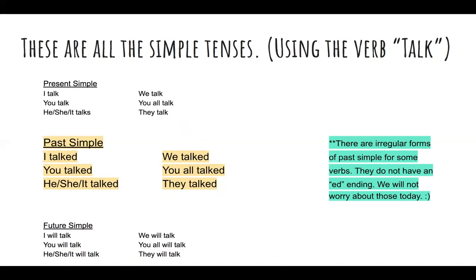But there's one thing that you must know. For the past simple, some verbs are irregular, okay? There are irregular forms of past simple for some verbs. They do not have an ed ending, but I don't want to talk about those today. We will talk about those another time. These are the regular forms. They have an ed.